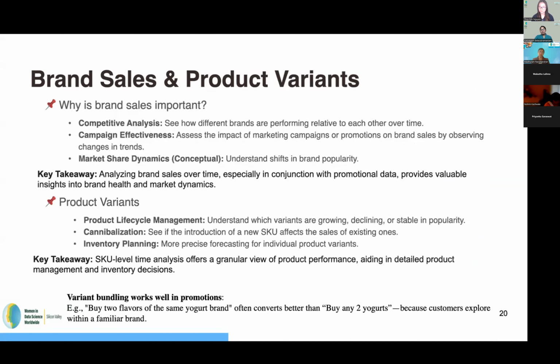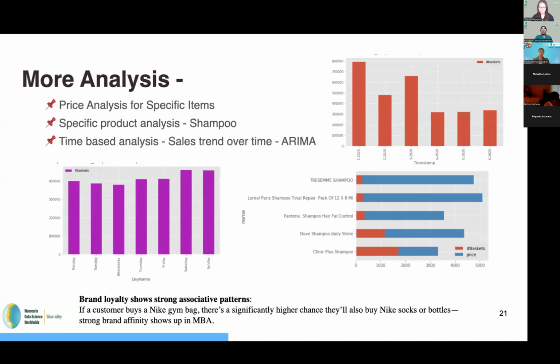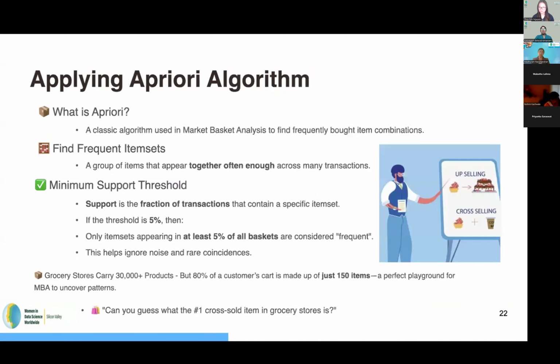There are also other variants, the brand sales and product variants. It's very particular to the brands. We do have some more analysis like price analysis, product analysis, and time-based analysis, over time how the sales are going, the seasonal analysis and the trends.